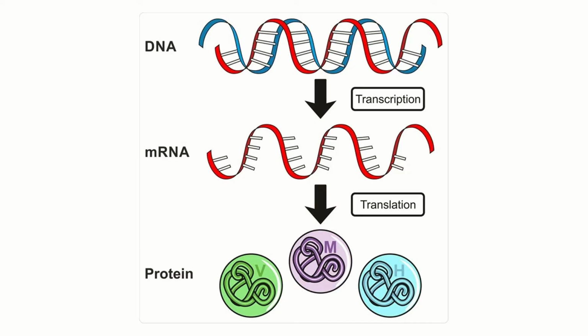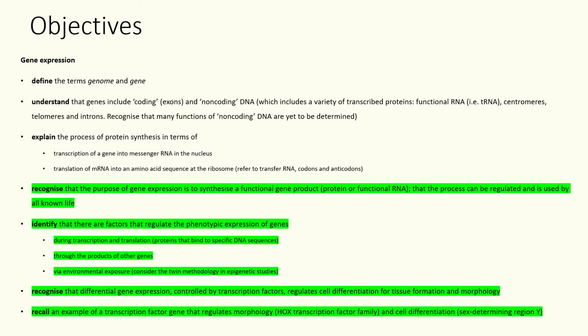gene regulation. Having a look at the objectives here, we're about halfway through this subtopic, and we've got about half to go. A lot of these are low-level cognitive verbs: recognize, identify, recall. It's going to seem like there's a lot to learn, but the main thing here is just getting an idea and being able to recognize, identify that gene expression can be regulated in a variety of different ways. And that's the main thing we want you to take out of this in terms of understanding how this process of gene regulation occurs.